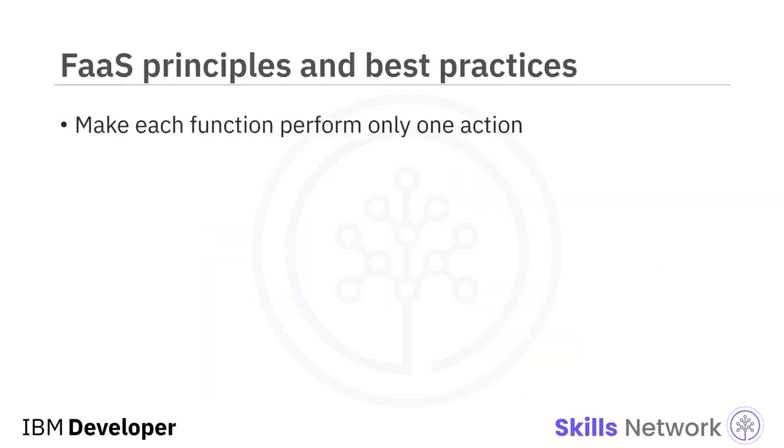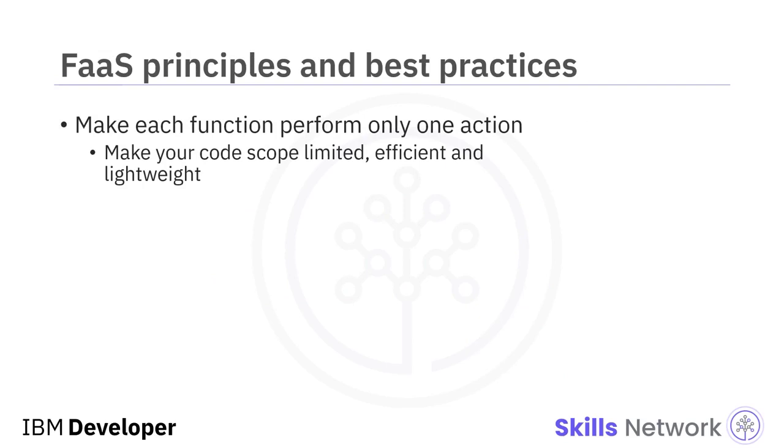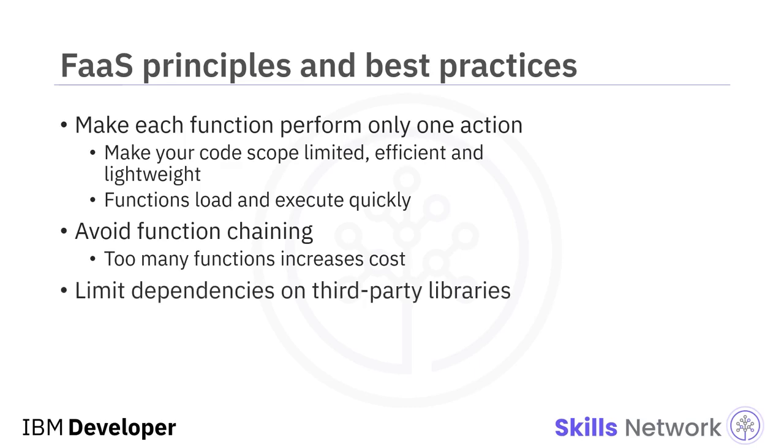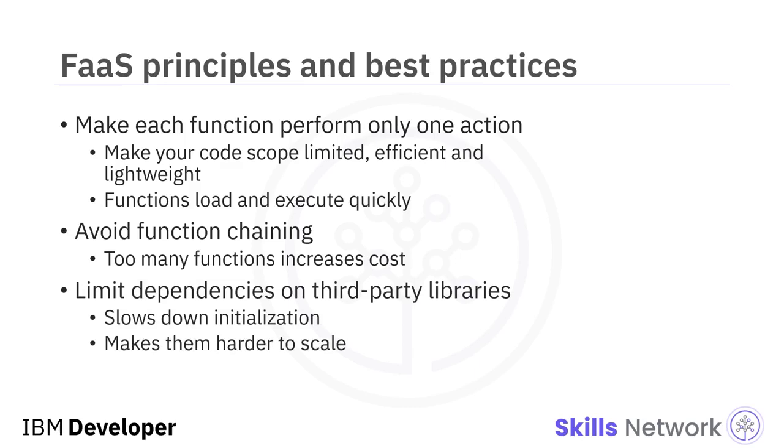FaaS functions should be designed to do a single piece of work in response to an event. So make your code scope limited, efficient, and lightweight so that functions load and execute quickly. The value of FaaS is in the isolation of functions. Too many functions will increase your costs and remove the value of the isolation of your functions. Using too many third-party libraries can slow down the initialization of a function and make them harder to scale.